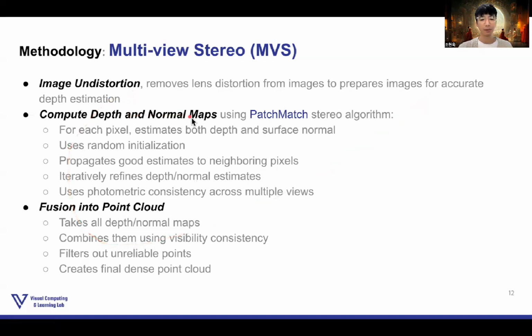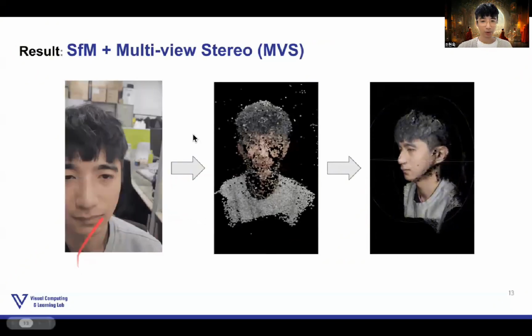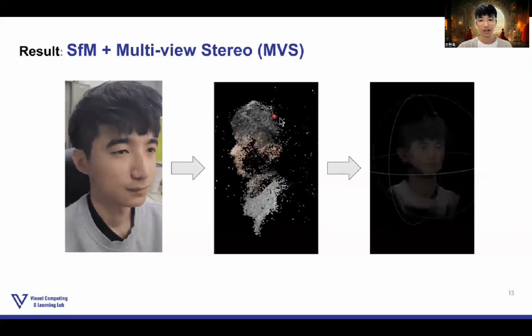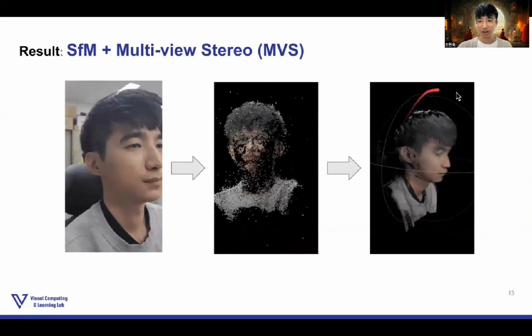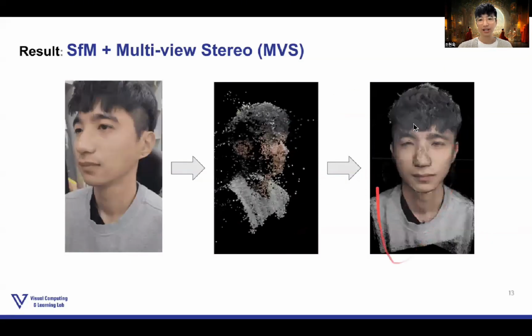After that, we compute the depth and normal maps using the PatchMatch stereo algorithm. For each pixel, we estimate both depth and surface normal using random initialization, and we use photometric consistency across multiple views. After we obtain the depth maps and normal maps, we fuse them into a point cloud, combining all of them to create the final dense point cloud. So this is our input, this is the structure from motion result, and this is our dense reconstruction result. As we can see, the gaps are filled in the dense reconstruction.